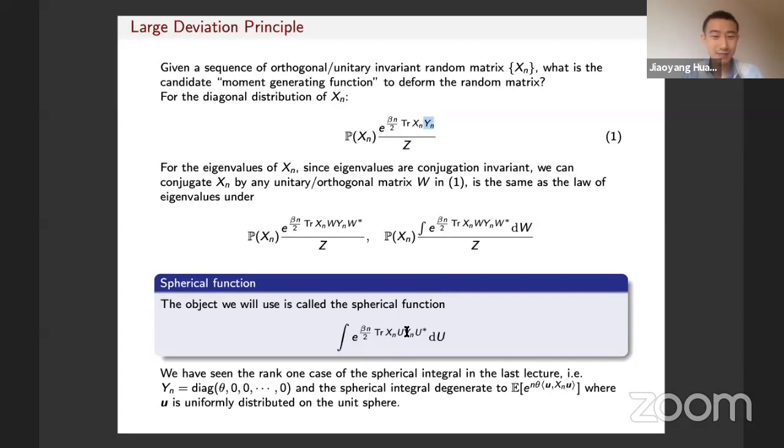Actually, you have seen the rank 1 case of this spherical integral in Ali's talk. In fact, if you take Yn to be the diagonal matrix with theta, 0, 0, so it only has one entry, theta, and the other entries are 0, then the trace of Xn u Yn u star becomes just theta times the inner product of u and Xn u, where u is just the first column of the matrix u, which follows the uniform distribution on the unit sphere. So this is the spherical integral in Ali's talk.